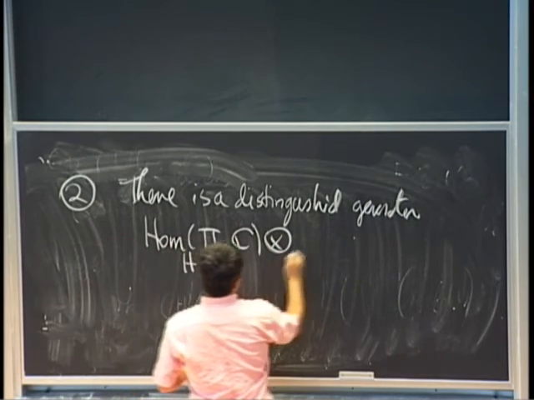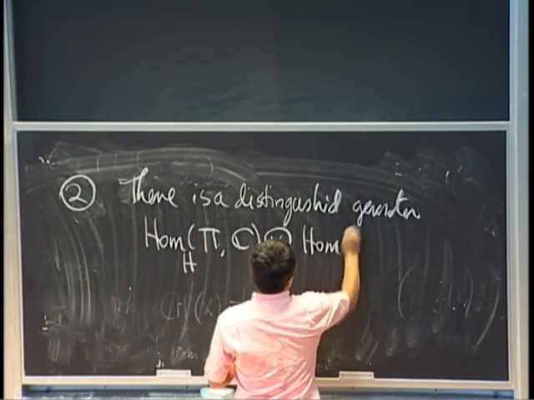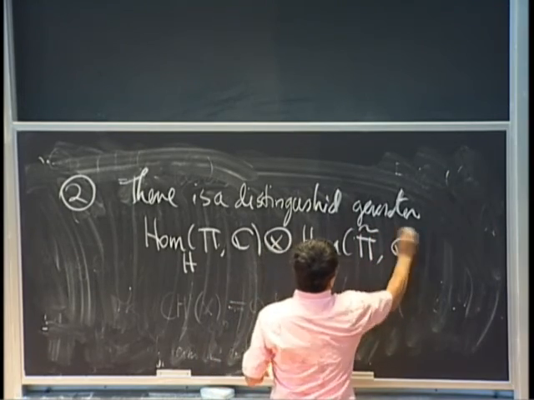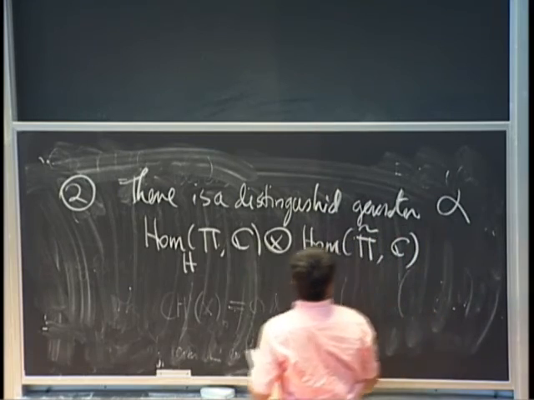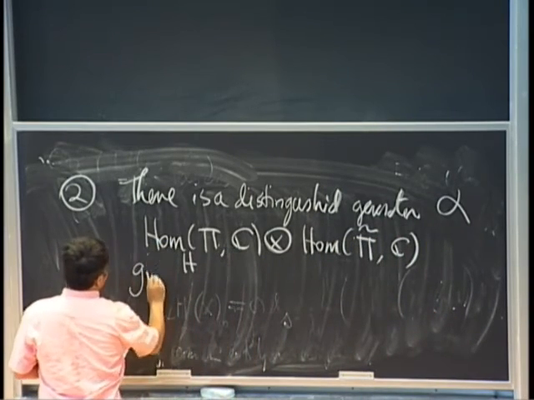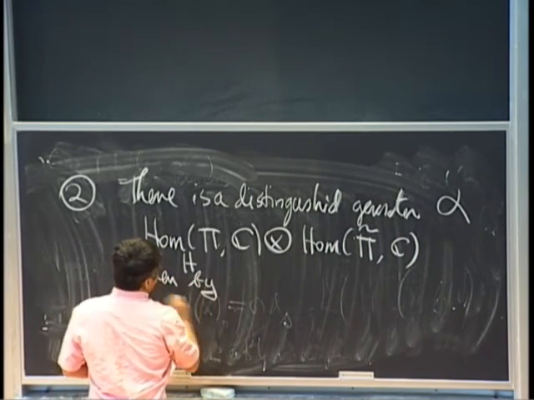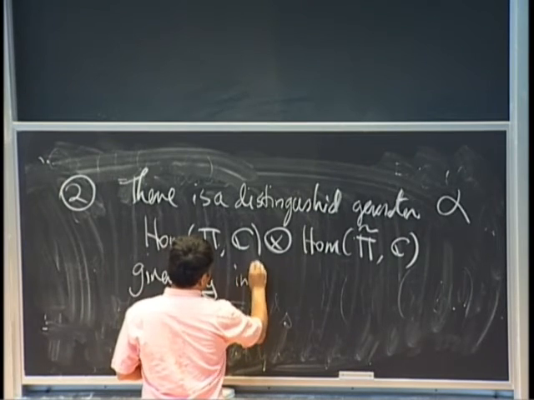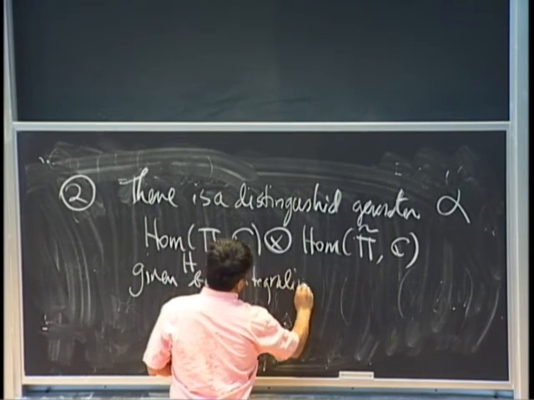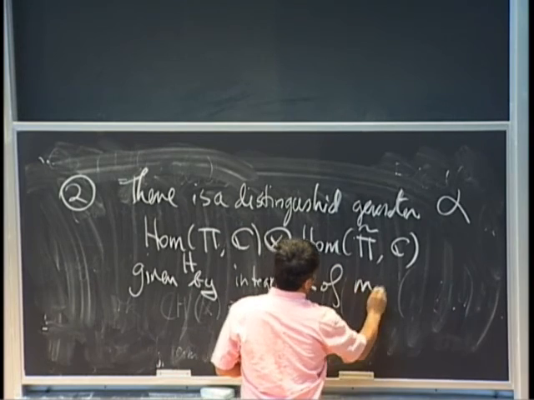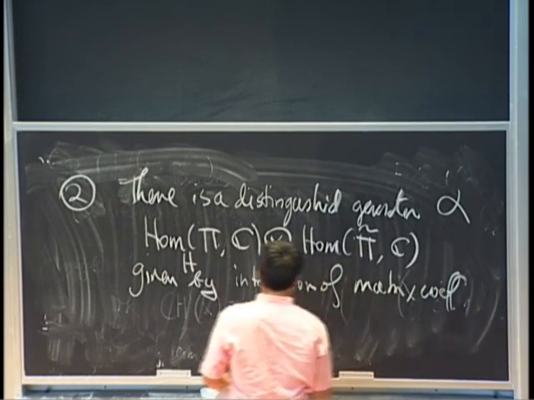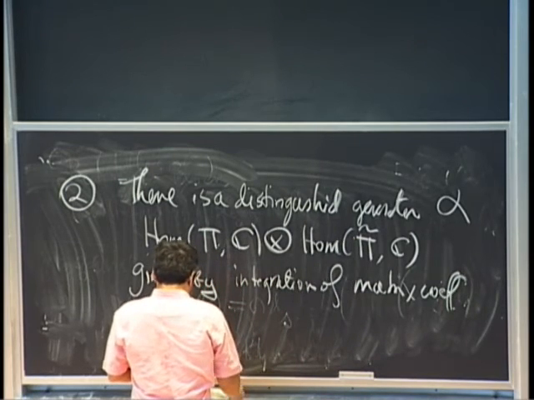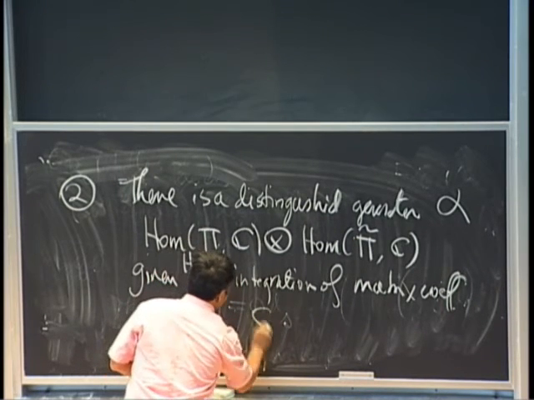tensor this H here, given by, let's give a name, we're not going to write alpha 2, given by integration matrix coefficient. So this is done by Sakalarides and Akshay.